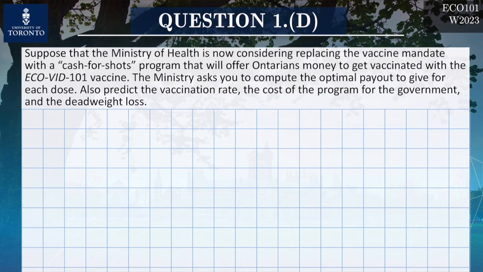Okay, so this is the last part of the problem. Suppose now that the government is considering replacing this quota with a cash for shots program that would offer people money to get vaccinated with the ECO101 vaccine. And we want you to compute the optimal payout to give for every dose of the vaccine. You also have to say what the vaccination rate will be, what will be the cost of the program for the government, and also how this is going to change deadweight loss for the entire society. So give it a try.